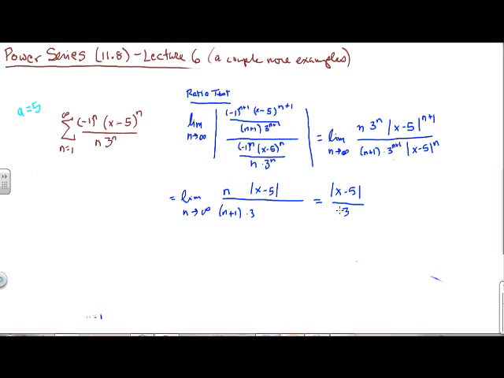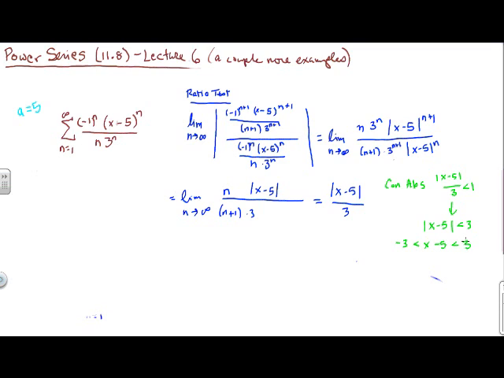So the cutoff point is going to be when that thing's equal to 1, right? So if it's less than 1, it converges absolutely. If it's bigger than 1, it diverges. So it converges absolutely if |x - 5| over 3 is less than 1. That's the same thing as saying |x - 5| is less than 3, or negative 3 is less than x minus 5 is less than 3.